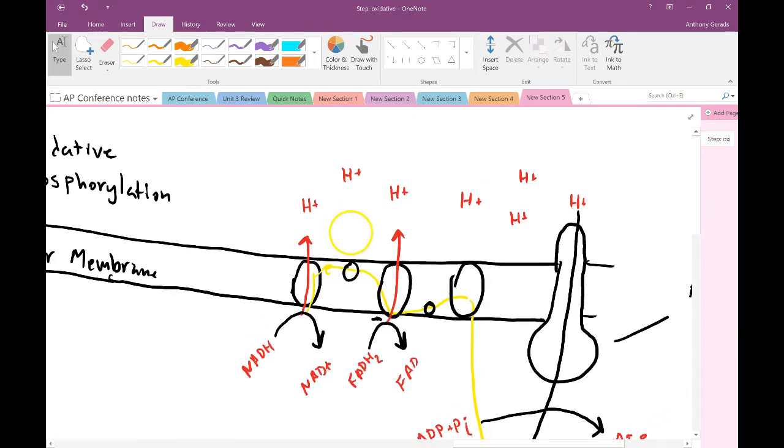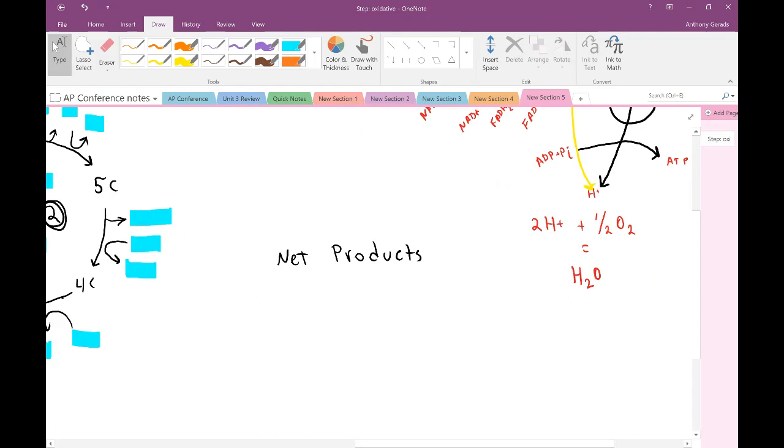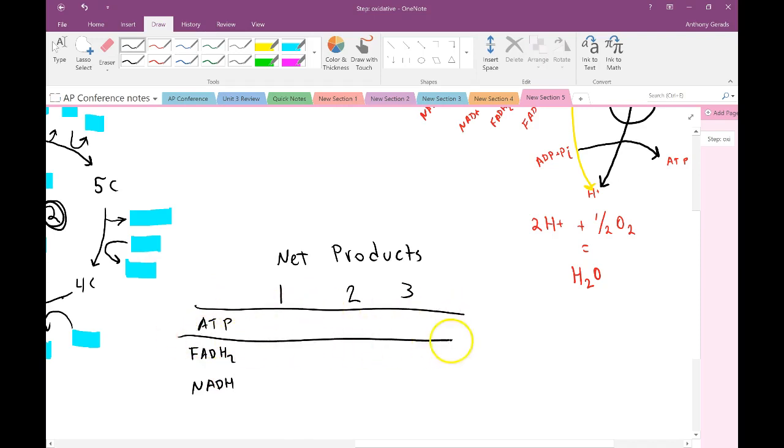All right, and so now we've got to look at our net production of all these things in all of our steps. So we're going to make this big table that we have. I'm going to label them step 1, step 2, and step 3, and I'm going to say ATP, FADH2, and NADH. Okay. So let's make a little table now for this. This is what was on the board when you walked in and you guys started freaking out. Like, what the heck, man?